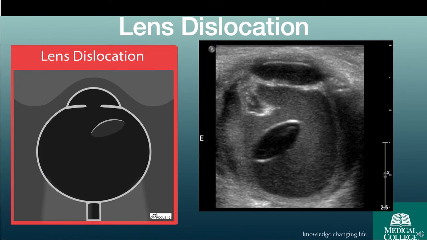And this is also not very subtle on ultrasound. You can see the lens just floating down into this posterior chamber. You can expect it to move when the patient moves their eye left and right. You'll see that lens move around with them.